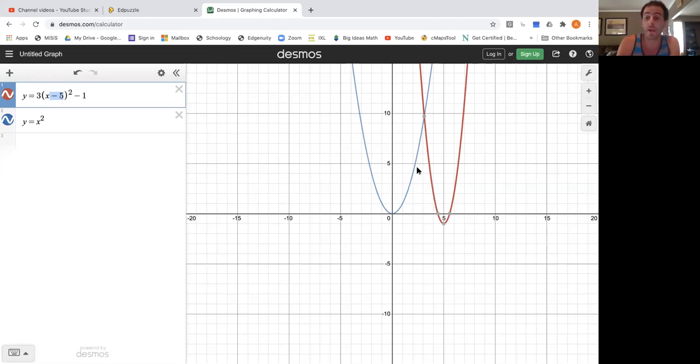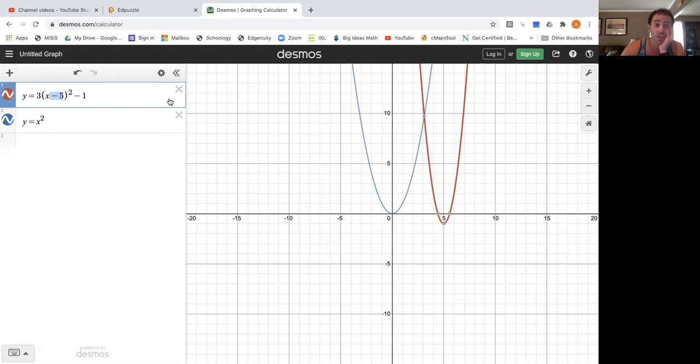Okay, so let's start again. We went down 1, right 5, vertical stretch by 3. Or you could say vertical stretch by 3, right 5, down 1. But there you go. There's your transformations. Okay, one other thing. Now, I'm okay with graphing this stuff.